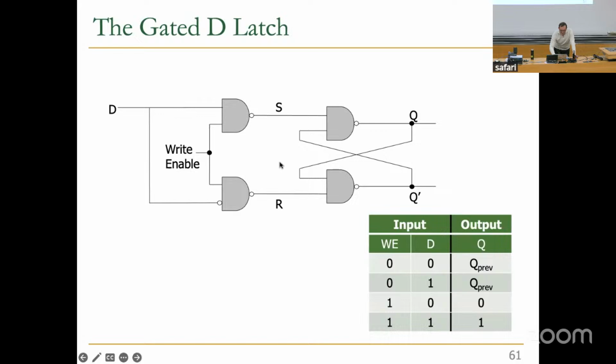Okay, so let's take a look at this gated D latch operation. There are two inputs, write enable and D. If write enable is 0, nothing changes. This S and R actually are 1, if you remember. And if S and R are 1, Q is equal to Q previous. If write enable is 1 and D is 0, then Q becomes 0. If write enable is 1 and D is 1, Q becomes 1. So basically, this is what we want. We rewrite D into Q if write enable is 1. Otherwise, Q remains unchanged.